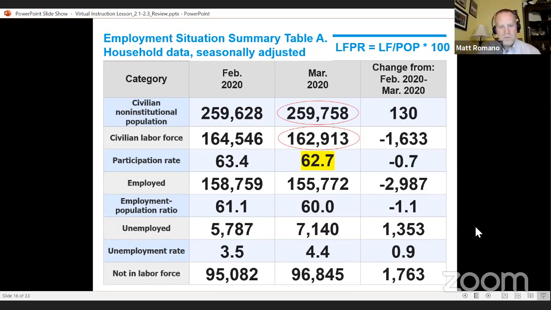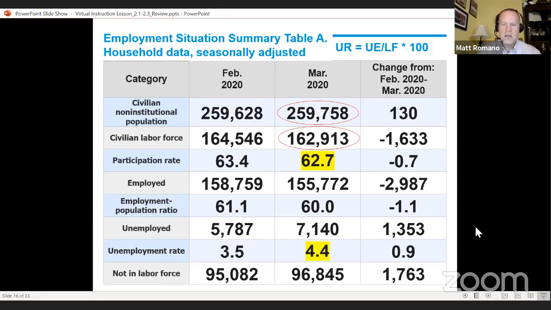Working your way down, employed, that tells us how many people are actually employed as of March, and that's 155 million. Employment population ratio, this is not a number that we work with in AP Macro, but it's a number that a lot of economists like. Again, it defines itself. It's the number employed of the total population, so 60%. And then how many people are unemployed? And that 7.1 million right there represents that. And then finally giving us an unemployment rate in March of 4.4%.